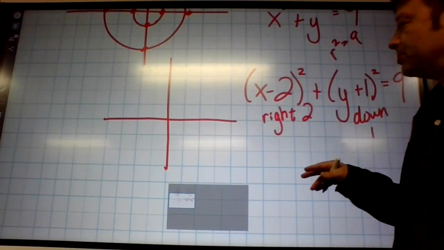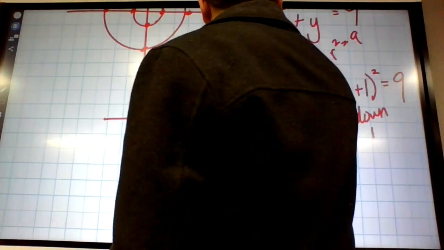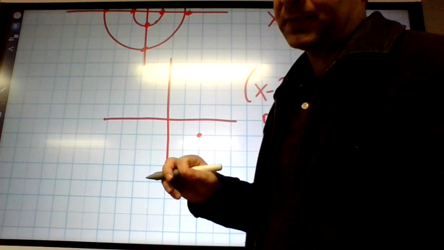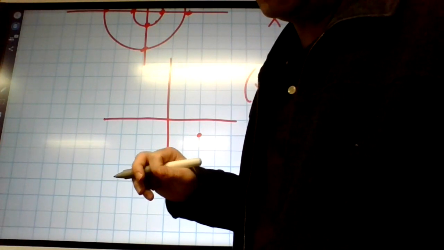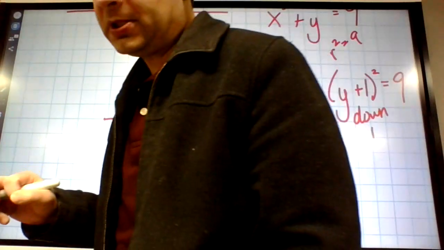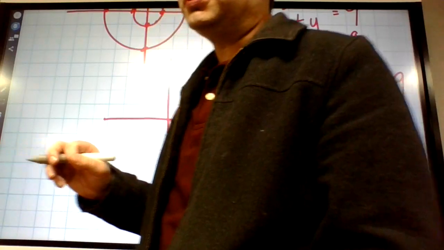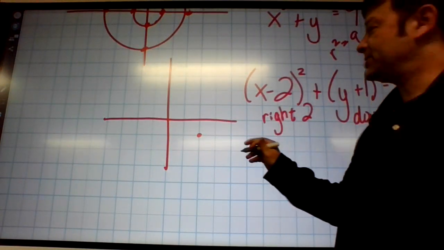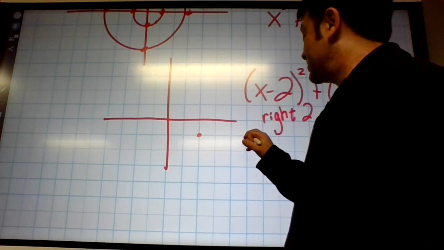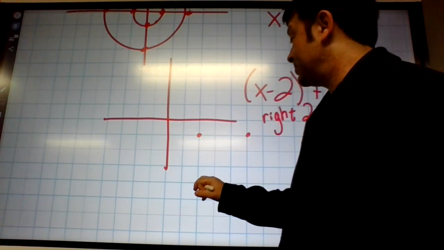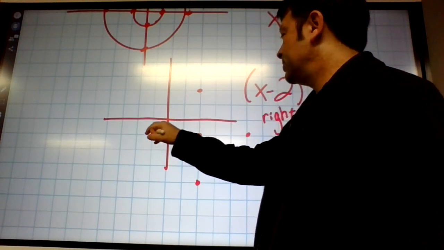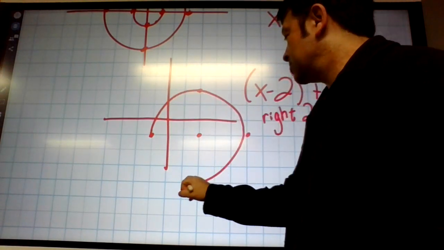So what you would do, if you had to graph it, I didn't see any graphs on this one. It just says talk about the center and the radius. So you guys are lucky. Anyway, right 2, down 1, and the radius is 3. So if you had to graph it, I would just make you go 3 out from the center there, and then draw the circle.